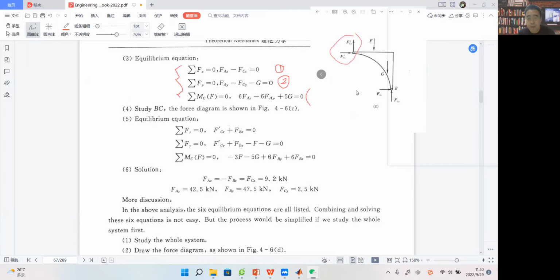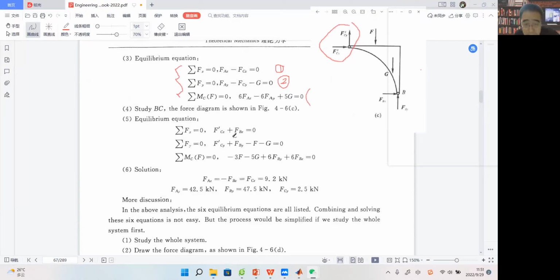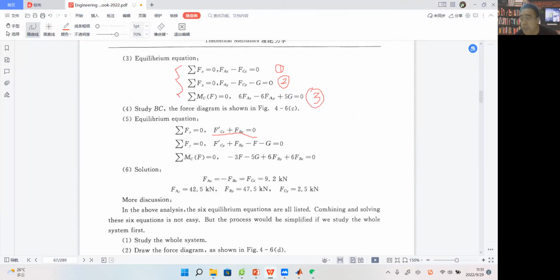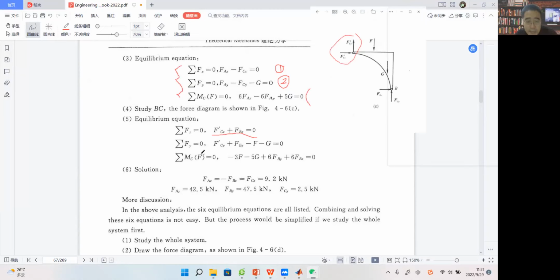Sorry, I'll try to enlarge it a little bit. Can you guys see clearly? Actually, we have FCX prime here and FBX here. So we have these equations, right? And the second, sigma FY equals 0.